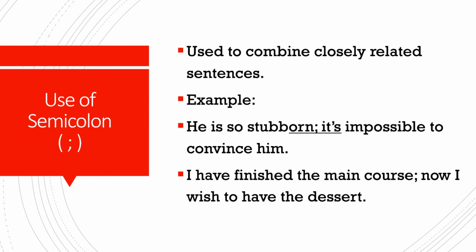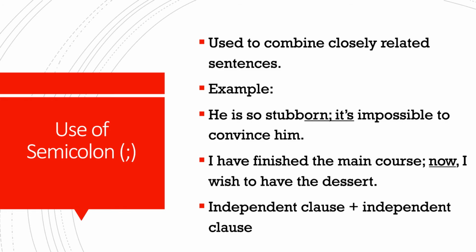He is so stubborn. It's impossible to convince him. Do you see a connection between these two sentences? Yes, as they are both talking about the same idea, him and his stubborn character. So, the use of the semicolon. The semicolon is also used between independent clauses, but in that case, coordinating conjunctions are to be omitted.